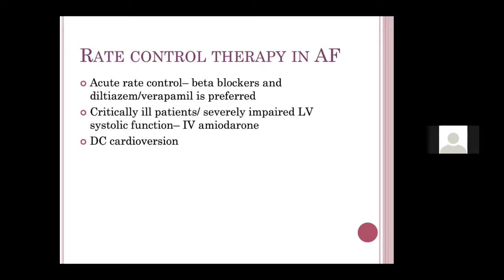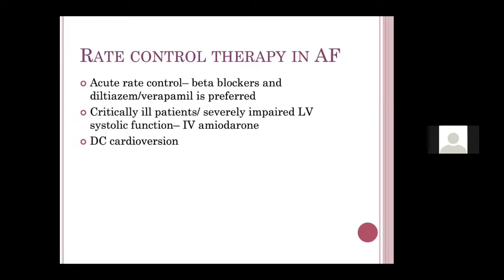Now, how do you control rate? All of you will be knowing we use beta blocker, calcium channel blocker, digitalis, all the drugs which we use for rate control. So in acute rate control, the most common drugs are beta blockers and calcium channel blockers like diltiazem and verapamil. People even use IV beta blockers like metoprolol and esmolol for the acute rate control.